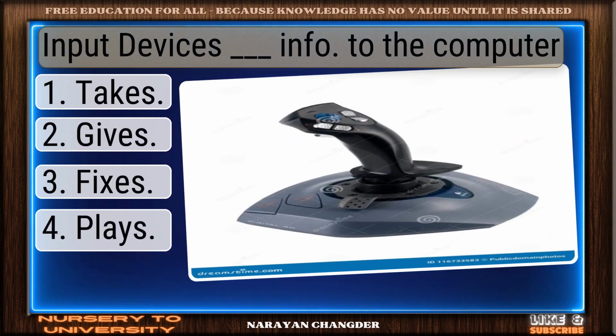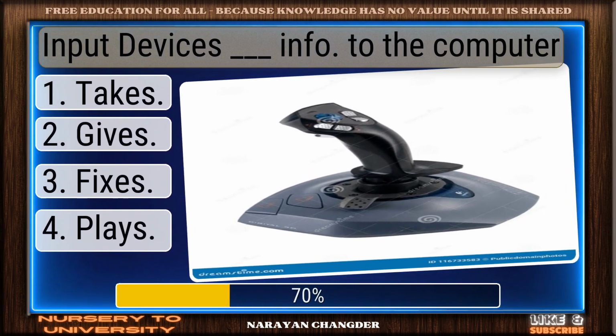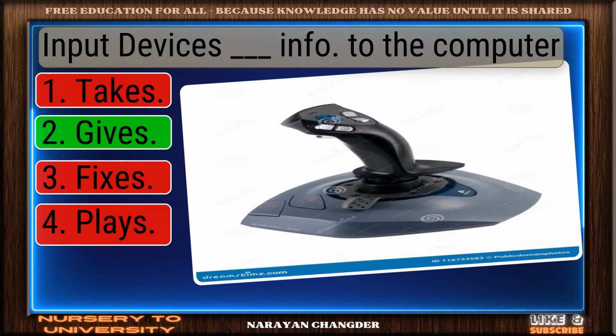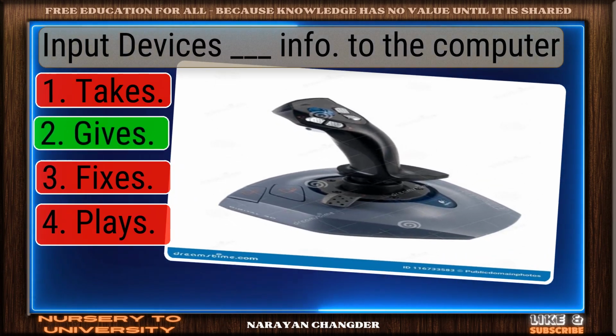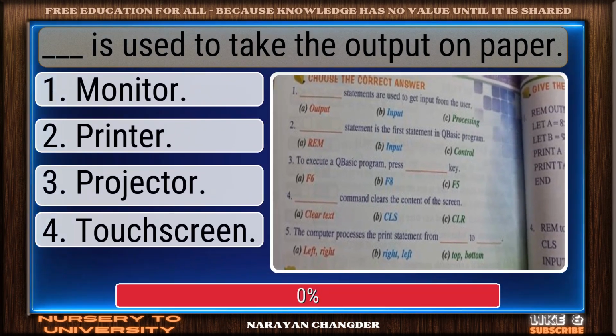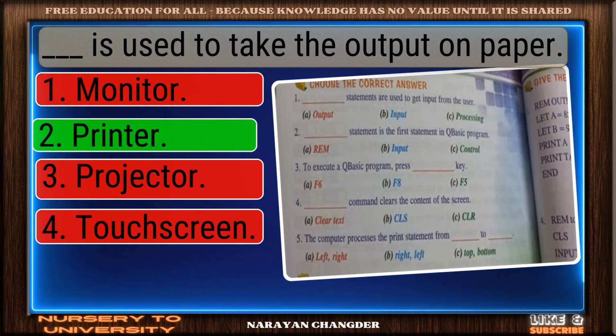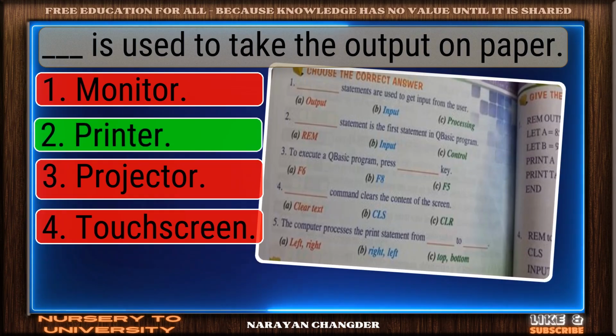Input devices dash info to the computer. Right again. Gives is a valid answer. Dash is used to take the output on paper. Nice selection. Printer is the correct and valid answer.